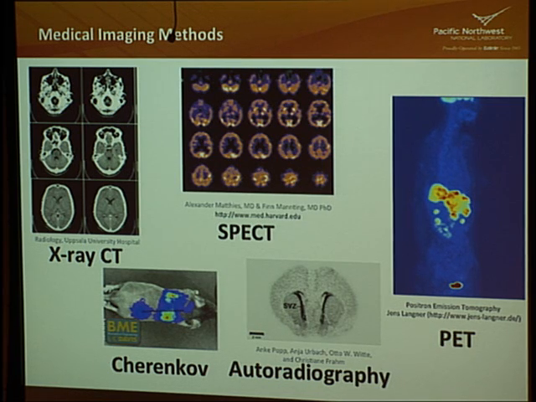Another technique, in this case with charged particles, is autoradiography. So this is ex vivo, where you have a slice of brain here and you're imaging the distribution of that radio tracer inside of the body that was injected.